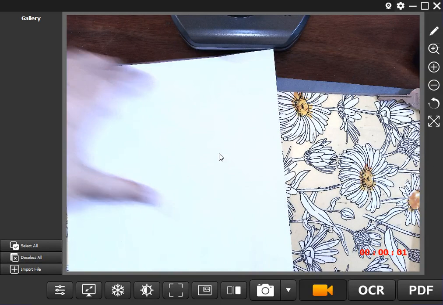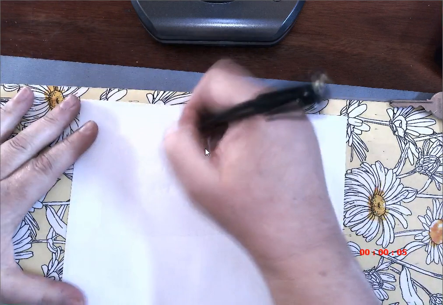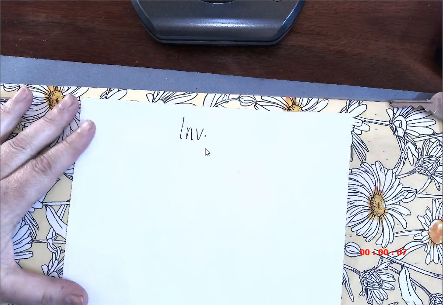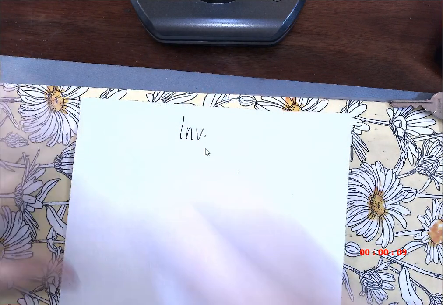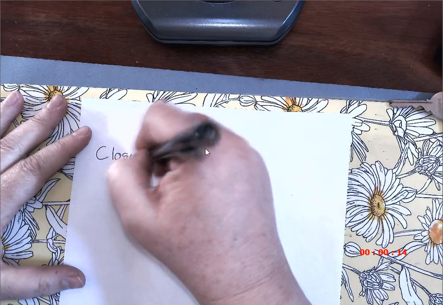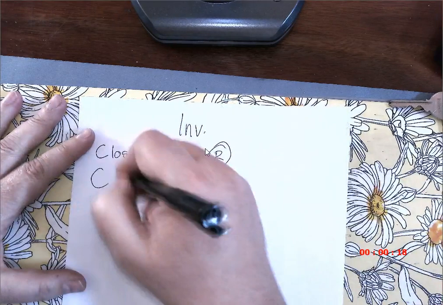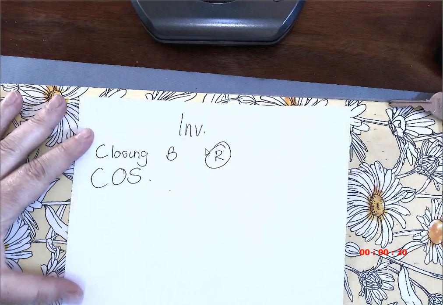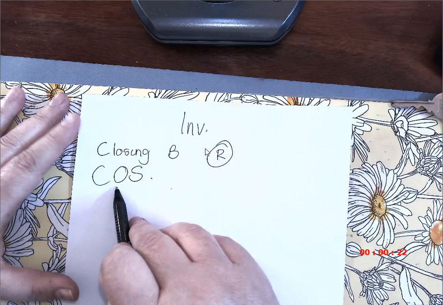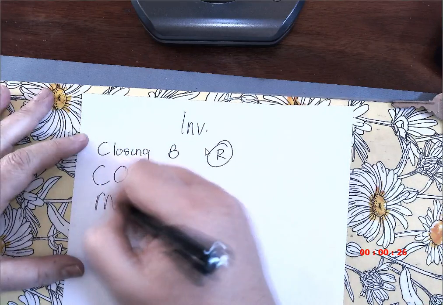So when we look at inventory, let me just make this bigger. If I look at inventory, the questions they always ask you is, first of all, to calculate the closing balance, the rand value. Then they ask you to calculate cost of sales. Sometimes they don't ask you to calculate cost of sales. They immediately ask you to calculate the markup.